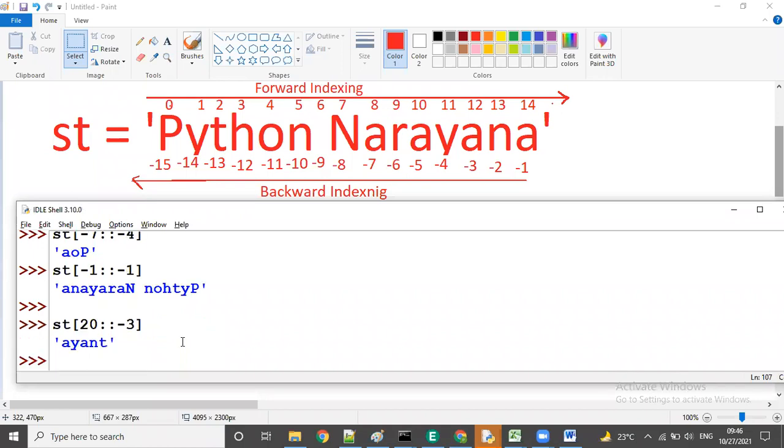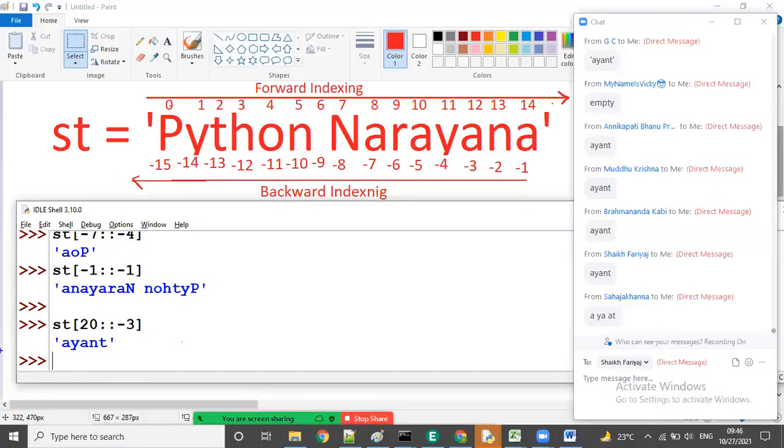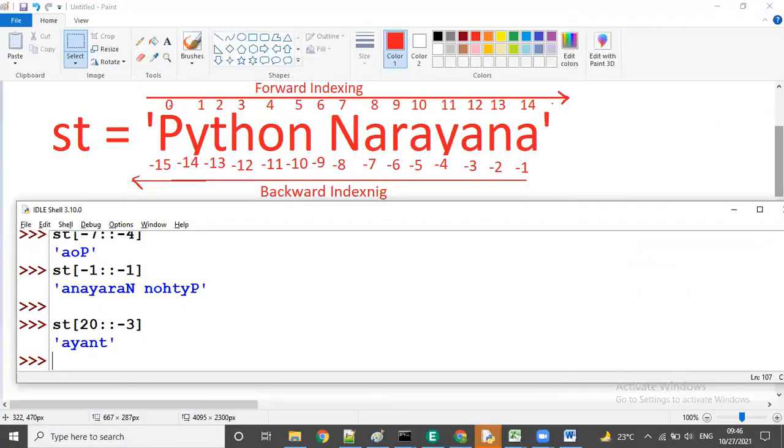Now AYANT is the output. Why, sir? Why is this the output? What is the reason? You may have a doubt. Why is it the output? See, start number. Where is the start number, all of you? Observe, where is the start number, guys?